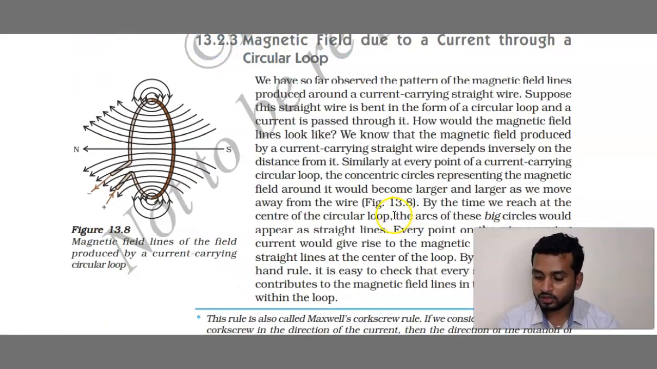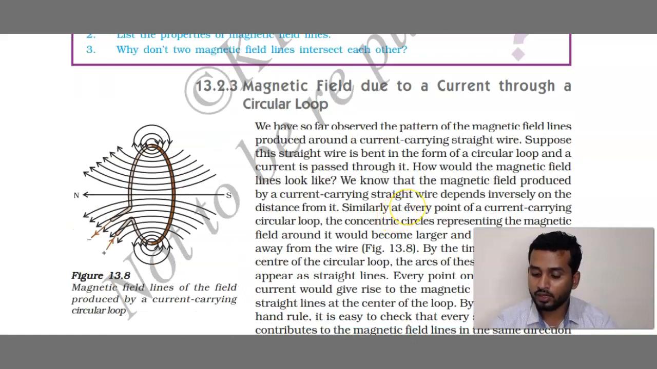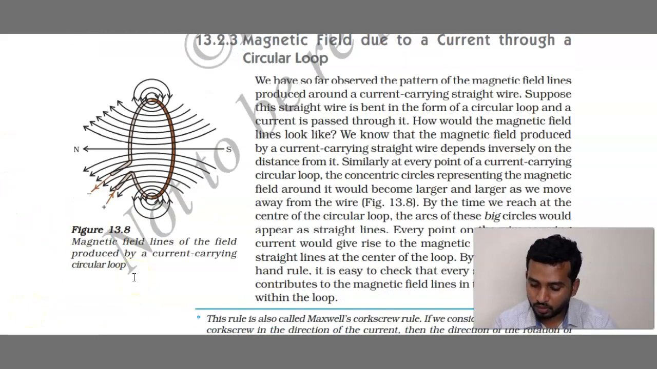And children, the magnetic field due to current through a circular loop is a very important question. This circular loop and solenoid, both questions are very important, children. You should not neglect them.